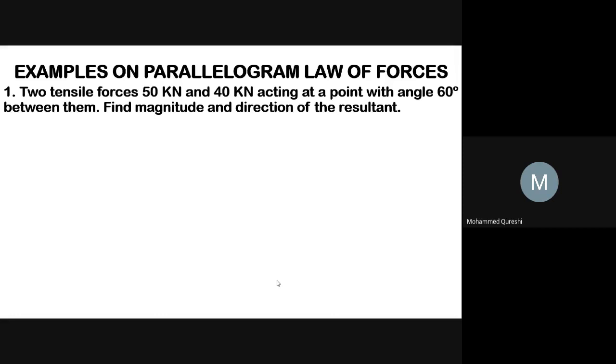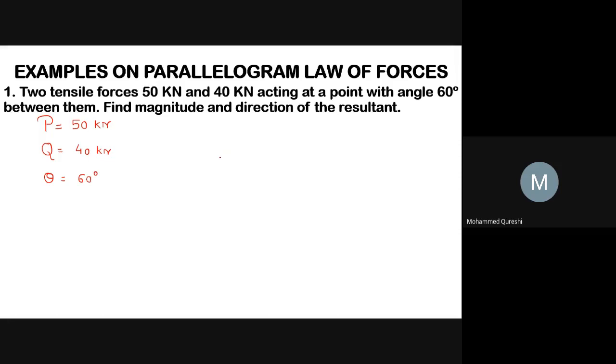So first of all, we will write the given data. Let us assume that P force is 50 kilonewton and Q force is 40 kilonewton, and the angle theta is given as 60 degree. So we have considered 50 kilonewton as P force, 40 kilonewton as Q force, and the angle between P and Q force, that is theta, is 60 degree.